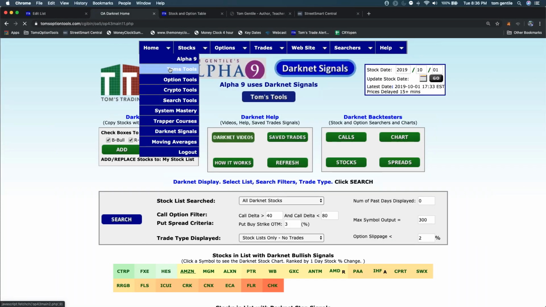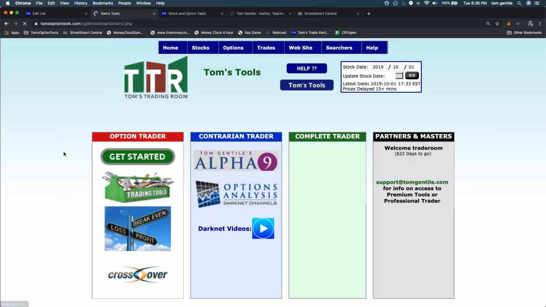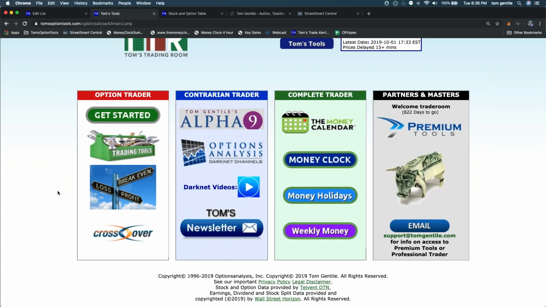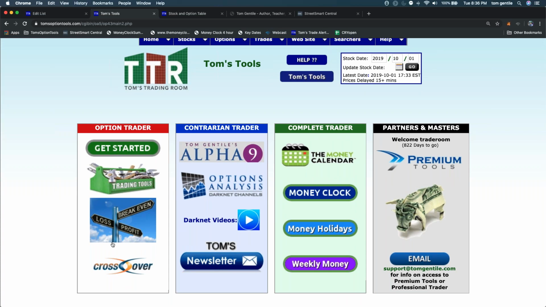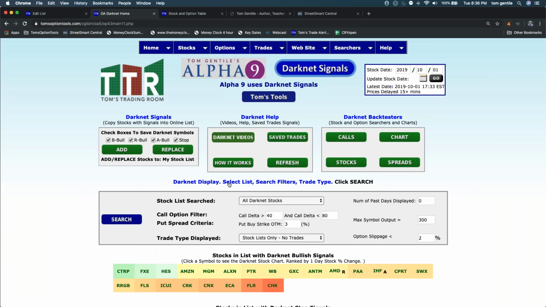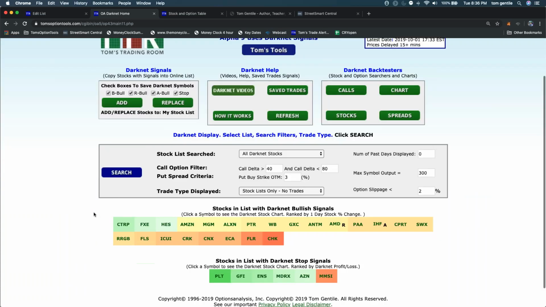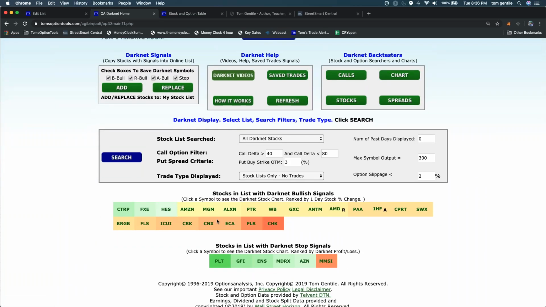If I go home, so when you log in, typically you'll get this. All right, this is the front page. This is all of our option data right here. And then we have what's called the contrarian trader, and we have Alpha 9 Darknet. If you click on that, that's going to bring up the Darknet signals for today. And there are several. I mean, you look across here, we've got a bunch. So where do you go? And then I also have ones that say stocks and lists with Darknet stop signals. These are signals that were sells. So we'll take a look at those as well. All right. But in fact, let's take a look at the sells first.